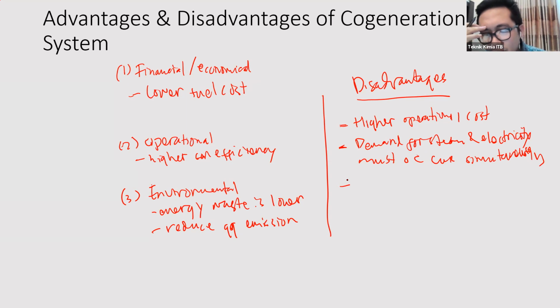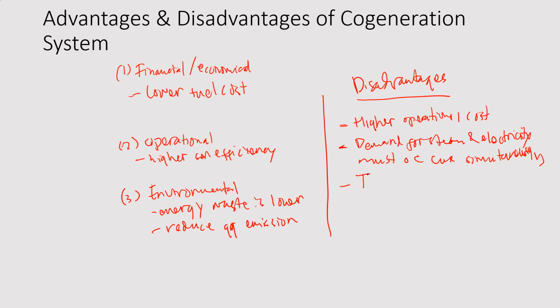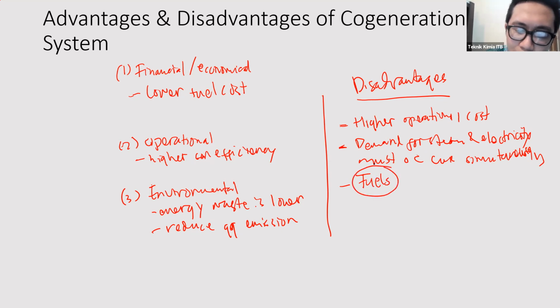Maybe one more disadvantage in this case. Sir, I read again the definition of cogeneration. Does it only use waste heat? So it doesn't mean it's the main source? Good question. So in this case, what do you think? Is it only the waste heat as a source of the heat, or can we also use fuels? What kind of fuels can we use? Is it fossil fuels maybe, or renewable energy?